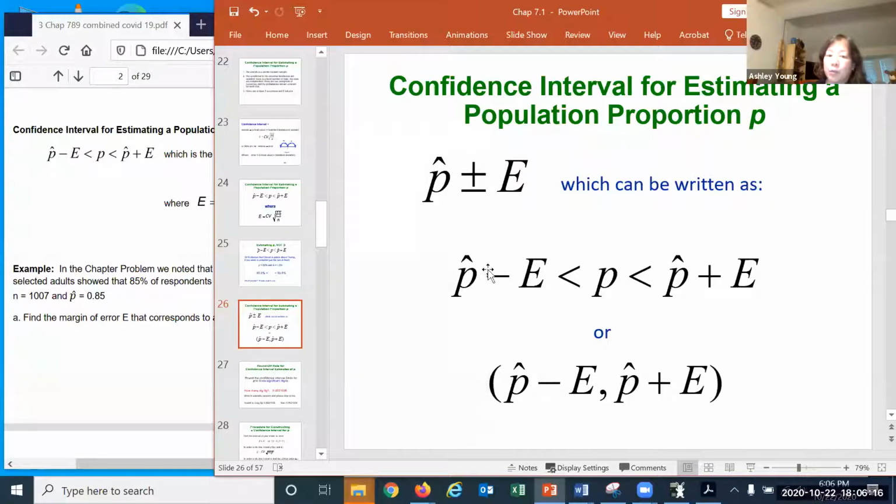So P is either going to be between this, P hat minus E and P hat plus E, or you can write it this way, where you put P hat minus E, comma, P hat plus E with parentheses around it. This is what we call interval notation. You take your lower limit, comma, your upper limit in parentheses. So either one of those will work. This is the easiest way to write it, and that's kind of the most common way of writing it also.